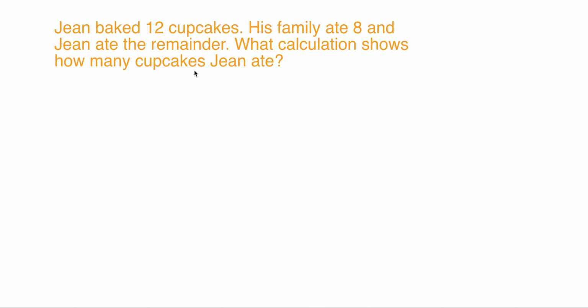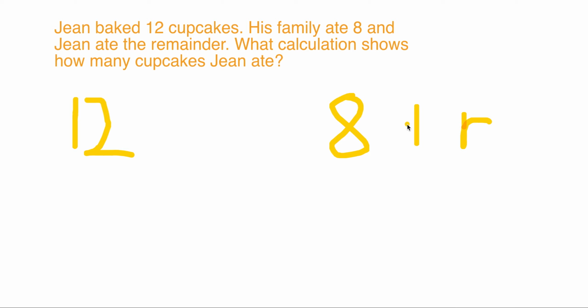So what we need to first do here is translate it. This question isn't super hard itself, it's just the translation that it's testing you on. So Gene baked 12 cupcakes. So we know that there can only be 12 cupcakes. His family ate 8. Gene ate the remainder, which is R. R plus 8 must be equal to 12. So therefore, R is equal to 4.